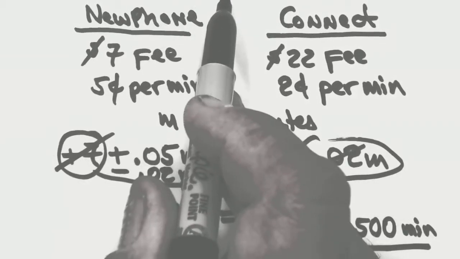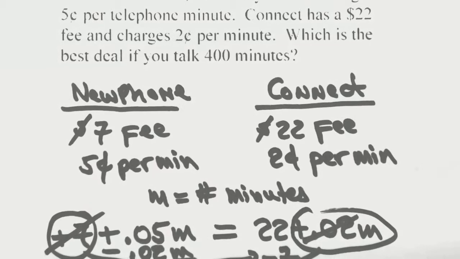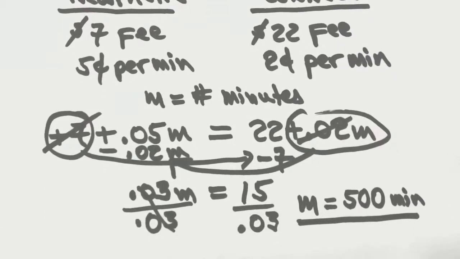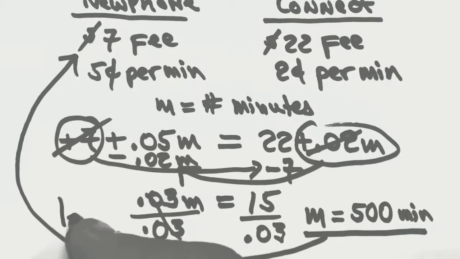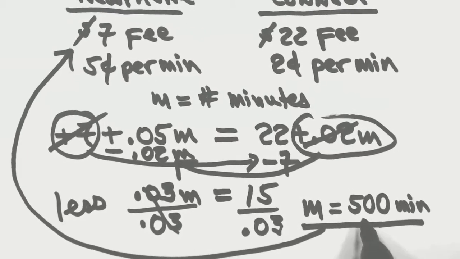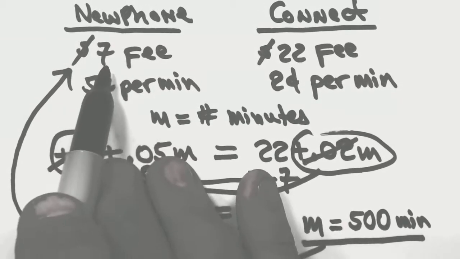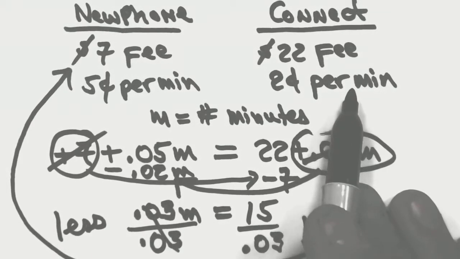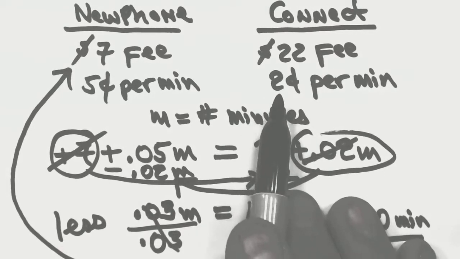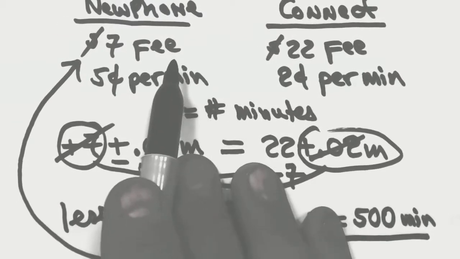Well, what's the best deal if you plan to talk only 400 minutes as given in the problem? Here's the idea. If you're going to talk less than the break-even amount, then go with the guy who is less up front. Break-even is 500 minutes, we're only going to be talking 400 minutes, so the total cost would be less if we went with New Phone. Now, if you're going to talk more than 500 minutes, then you go with the other guy. He'll end up charging you less because of the lower per minute fee, but it is even until you get to 500 minutes.